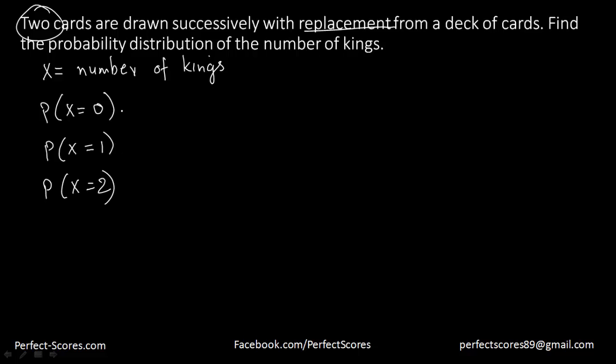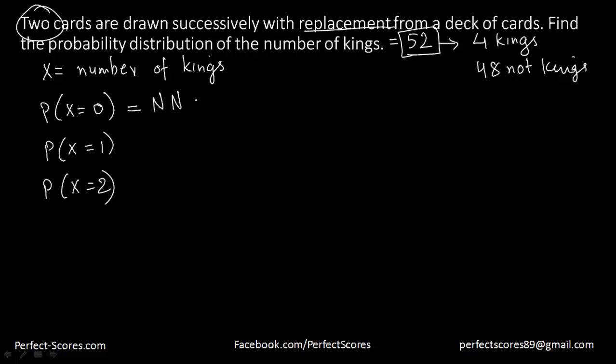So what is the probability of getting no king at all when you draw 2 cards? Now you have a total of 52 cards. Out of 52 cards, how many cards are kings? 4 cards are kings, which means there are 48 cards which are not kings. So what is the probability of getting not king and not king? That will be equal to any out of 48 cards, again any out of 48 cards, because you're actually doing it with replacement.